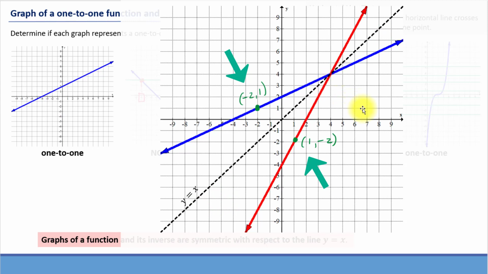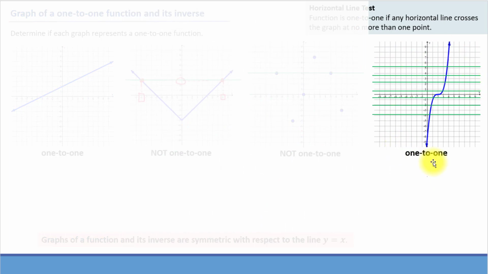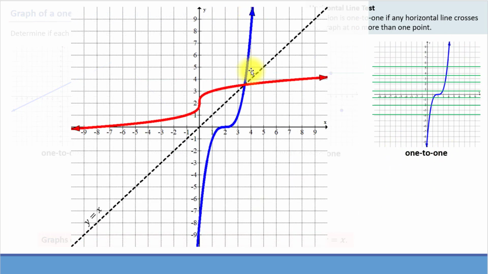Let's look at the similar picture for our other one-to-one function. This function over here, the cubic function. Here is this function with its inverse in red. And you can again observe this symmetry about the line y equals x. And again, I can test the points. If my original function has the relation 4, 7, the inverse will have the relation 7, 4.